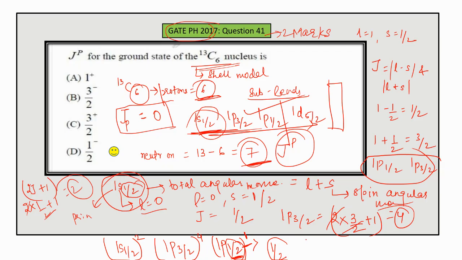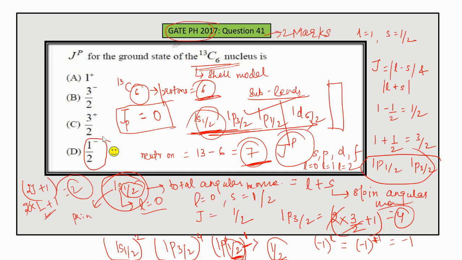And how will you define parity? You know the parity is minus 1 raised to the power L, where L is orbital angular momentum. So you might have known these SPDF levels. For S, L is equal to 0. For P, L is equal to 1. For D, L is equal to 2. So here we have P, right? So for this, L will be 1. So minus 1 raised to the power 1 is minus 1. So the answer will be 1 by 2 minus 1.